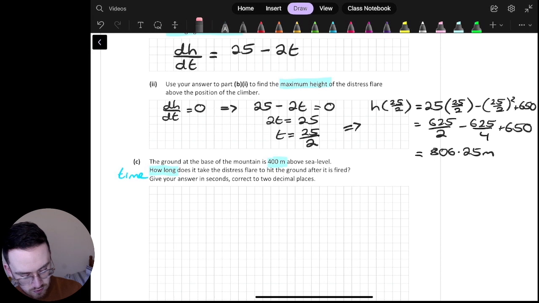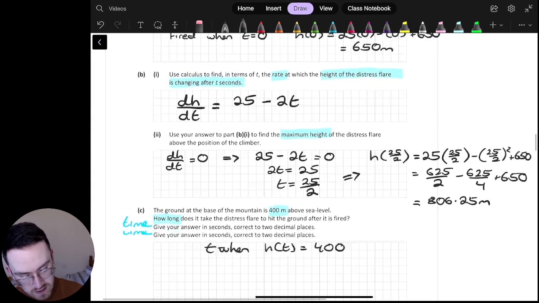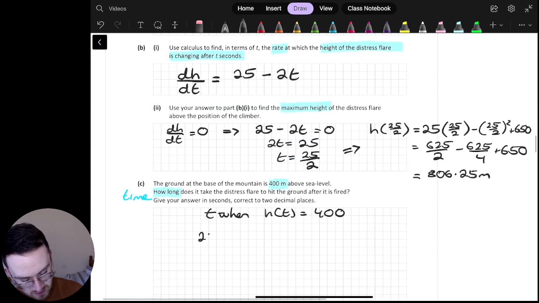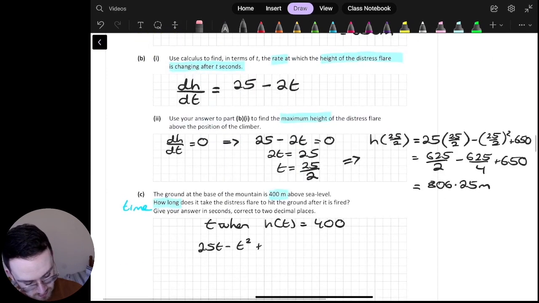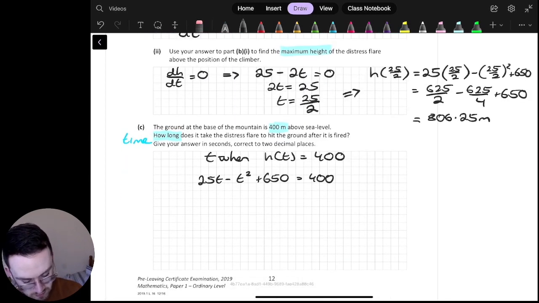So we're looking for t when h of t is equal to 400. So we take our h of t from above, 25t minus t squared plus 650, and we're going to put it equal to 400. Okay, so just tidying that up a little bit, we'll bring everything to one side. So t squared minus 25t, 400 minus 650, minus 250.